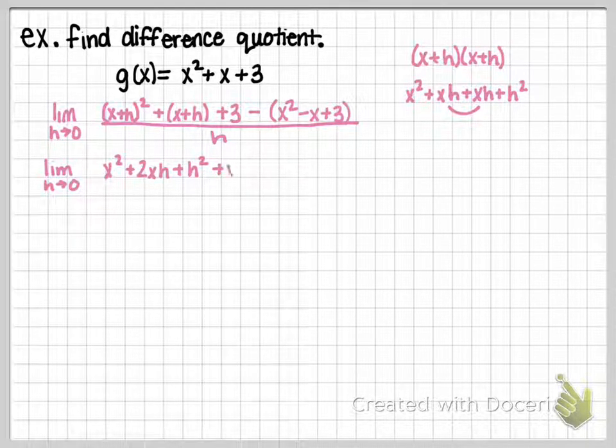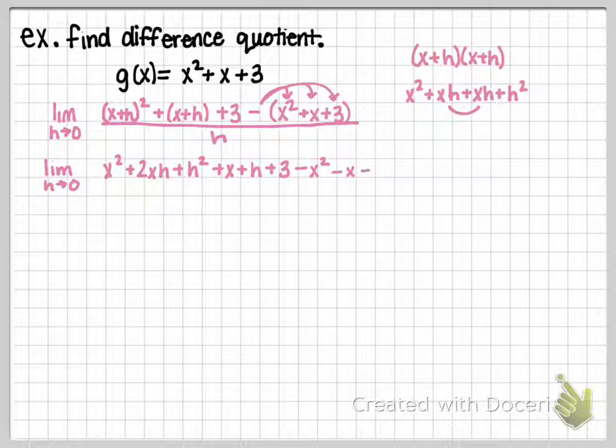And then I have plus x plus h plus 3. And then I'll go ahead and distribute on out that negative into my g of x. So now I have minus x squared. Oops, I made this a minus already. Oops. So now I have minus x minus 3. And then all of that is going to go over h.